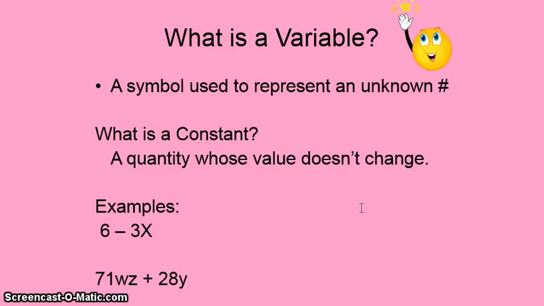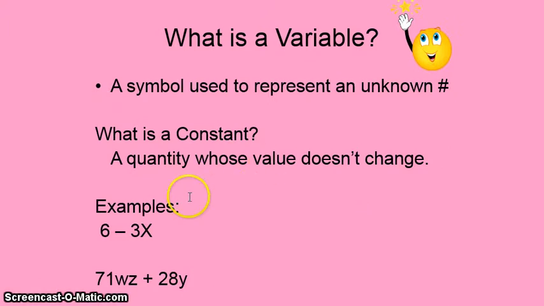We'll start with understanding variables and expressions. So what is a variable? A variable is a symbol used to represent an unknown number. It can be a letter, it can be a symbol, but it's just something you use to represent a number that you don't know. What is a constant? A constant is a quantity whose value doesn't change. So numbers 3, 6, 14, 75, those are constants. They're numbers whose quantity we do understand.